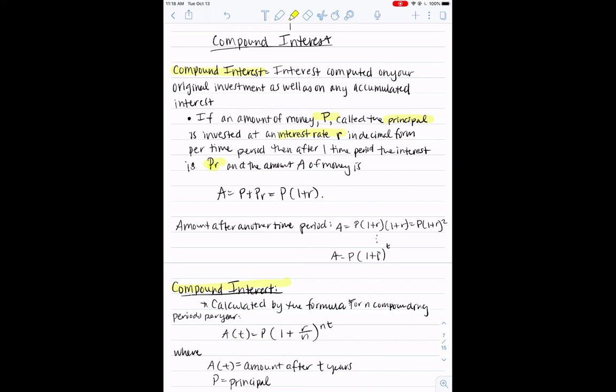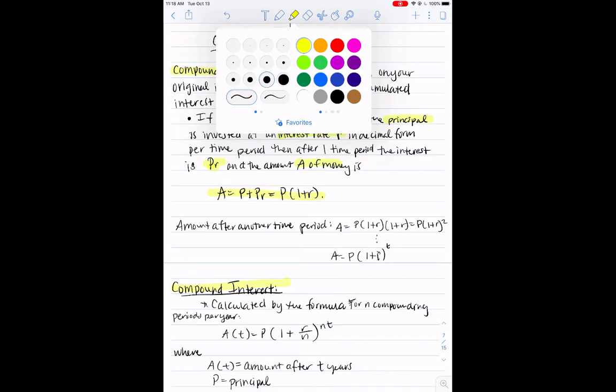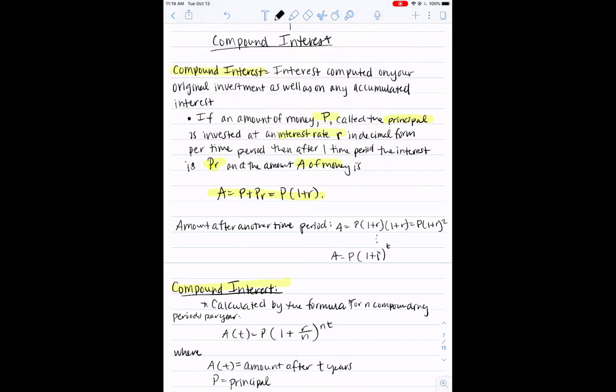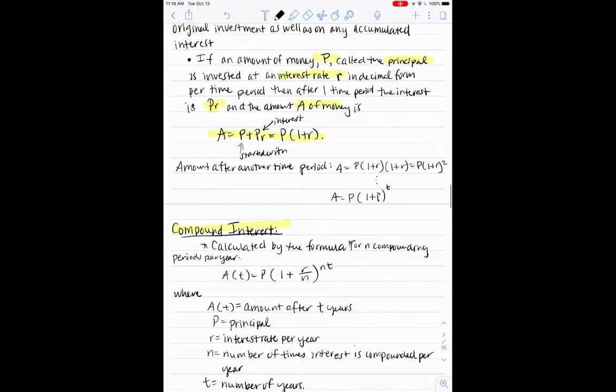So the interest that I accumulate is P times R, and the amount A of money is this. I have in my account what I started with plus interest, and then I get my amount. And then here I just factor the P out. So that's for one time period.